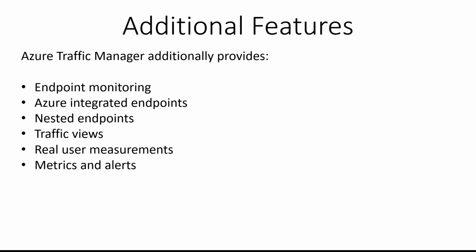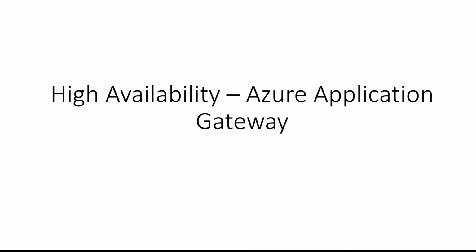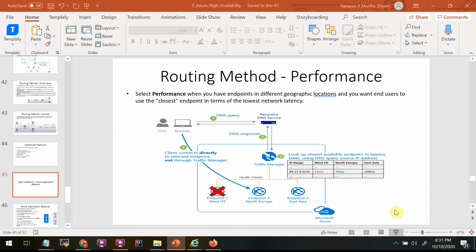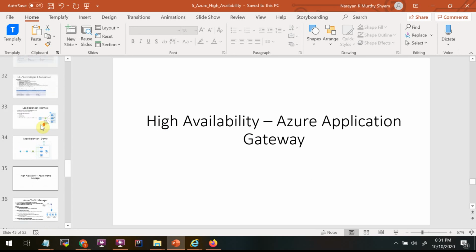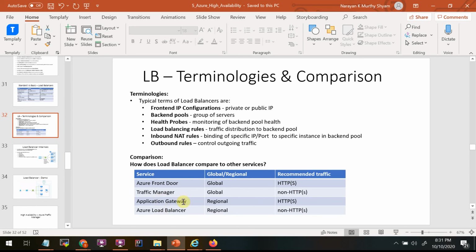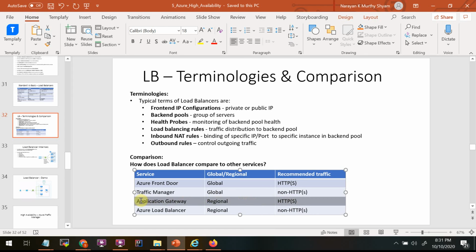So that's about the traffic manager. Next one is application gateway. Again, going back to that table where we saw that. Now we're talking about application gateway, which is HTTP and HTTPS based traffic. The load balancer and the traffic manager we just saw are related because both handle non-HTTPS traffic, just that one is regional and the other global. That is the difference.